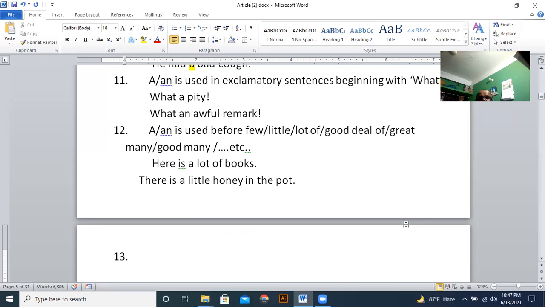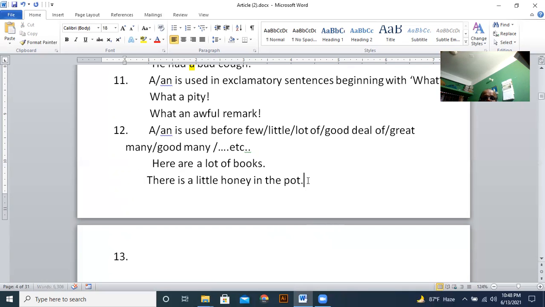Next, a or an is used before few, little, lot of, good deal of, great many, good many, and so on. If you find these words or group of words, you have to use a or an. Here, there are a lot of books. There is a little honey. There is a little honey in the pot. Okay.